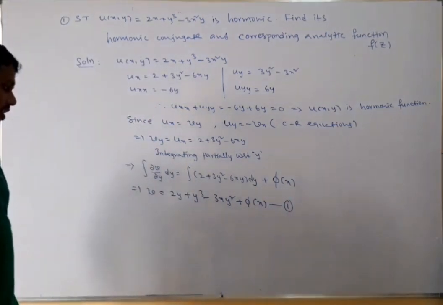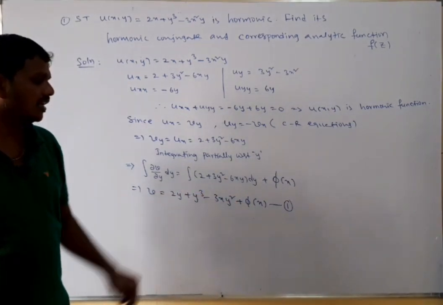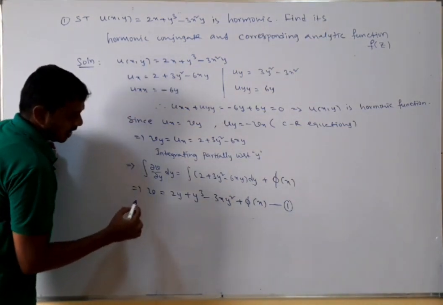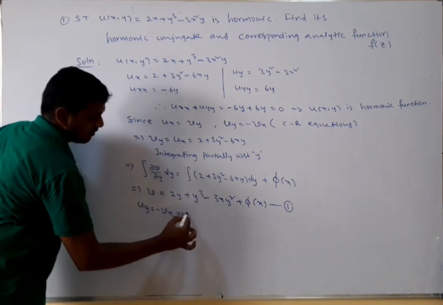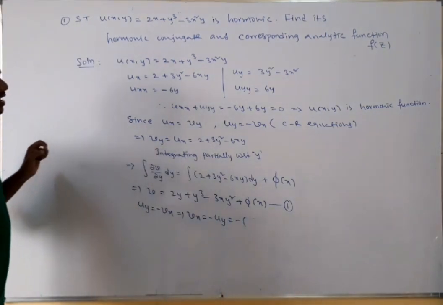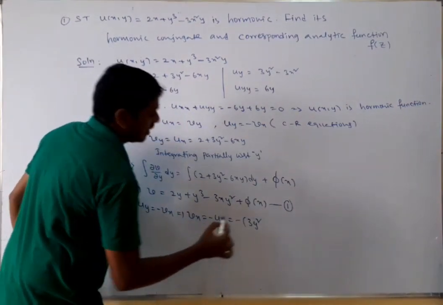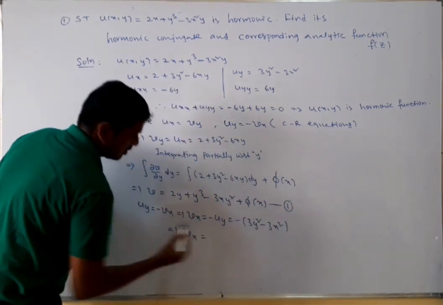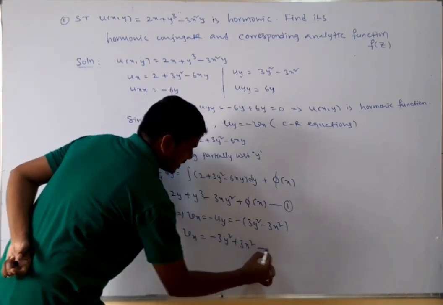We have v. If I find pi of x, then it is clear that this is v of x comma y. I am trying to find pi of x. And the second one is uy is equal to minus vx. That implies vx is equal to minus uy, which is minus of 3y square minus 3x square, which is the same as vx is equal to minus 3y square plus 3x square. Say this is equation number 2.